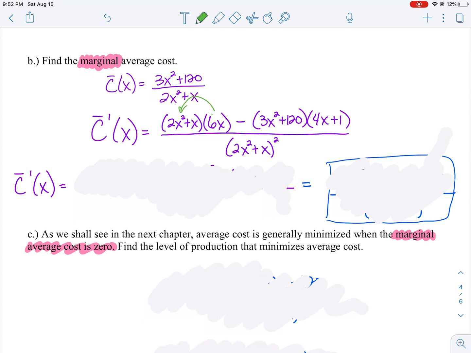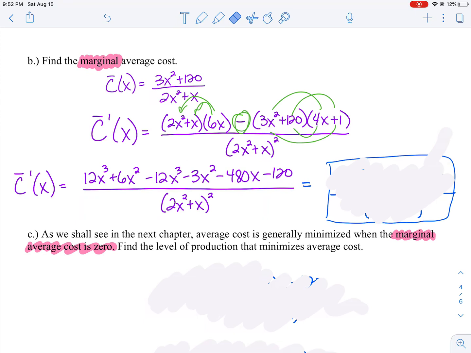Let's go ahead and distribute. Let's FOIL and then distribute a negative through. Pause the video, distribute your 6x, FOIL, and distribute your negative, and make sure you have the same terms I do.